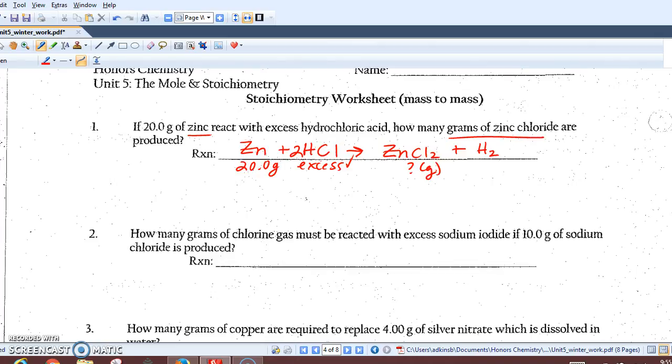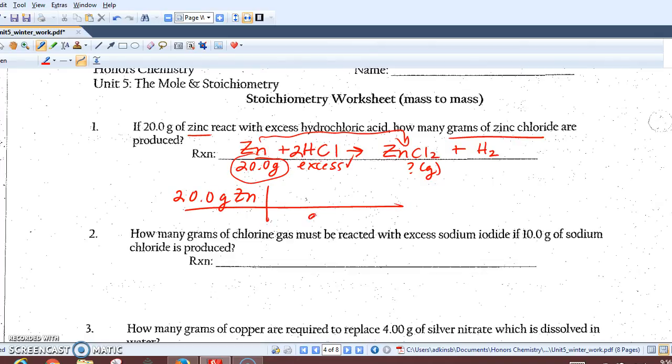Okay, so this is what I was talking about. You're going from grams of one substance to grams of another substance. We know that all these guys have different molar masses, so I can't compare them gram to gram. The coefficients, the 1 to 2 to 1 to 1, stand for moles. So if I can get this into moles of zinc, then I could go from moles of zinc to moles of zinc chloride. And then if I've got moles of zinc chloride, it's just one additional step using its molar mass. All right, so we'll start with our given 20 grams of zinc.